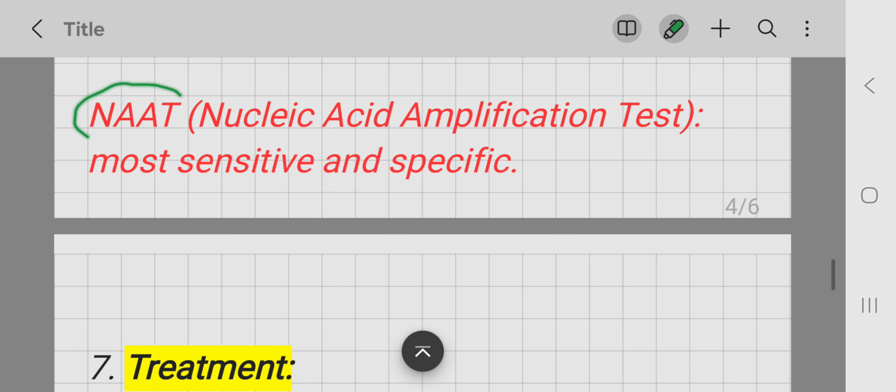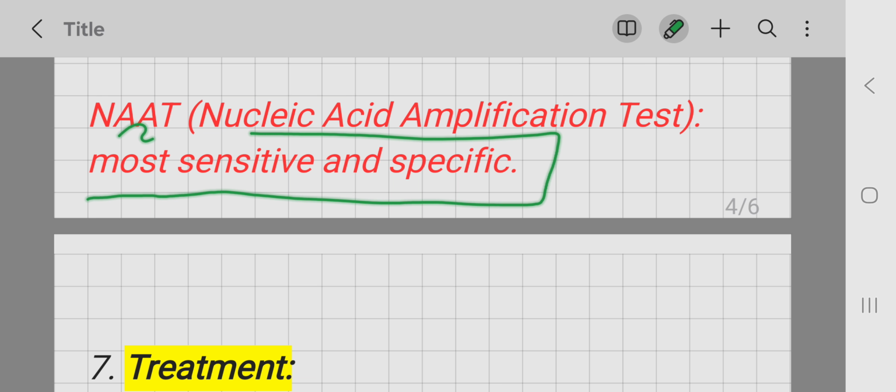But the most important and most sensitive test is the nucleic acid amplification test, NAT. It is most sensitive and most specific. It is also done for chlamydia.